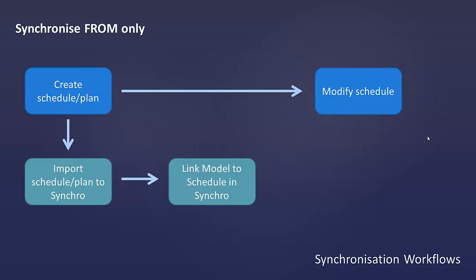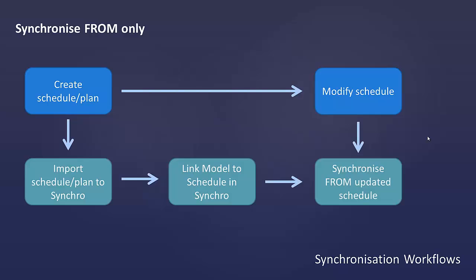So you want to bring those changes in from your outside program into Synchro so it reflects the most current scheduled data. And that's when you'll do a synchronize from. So you'll synchronize from that updated P6 schedule, for example, and bring that into Synchro so that all of that updated data is available in your Synchro model. So this is the most typical workflow for many of our customers, and this is what you may find yourself doing, at least at first.